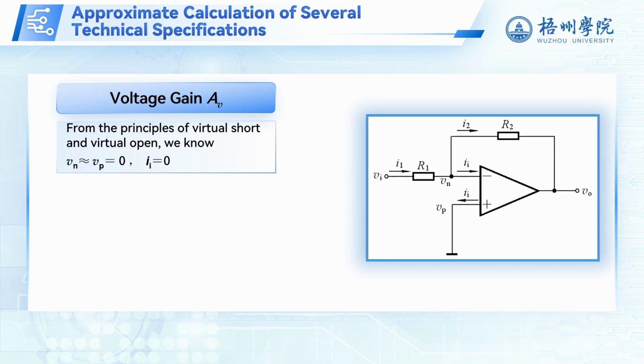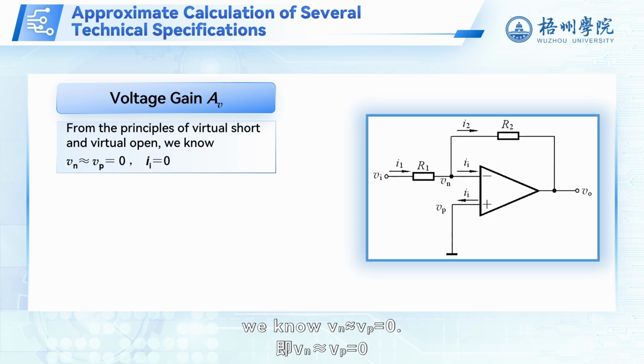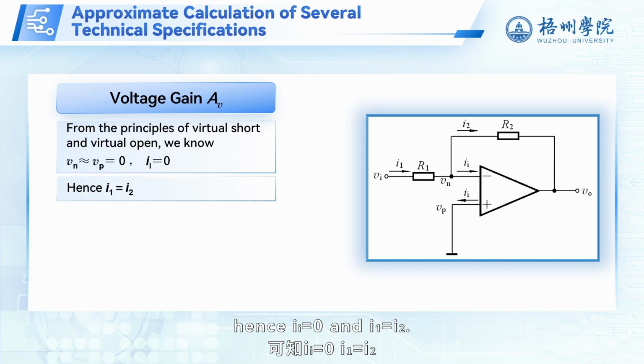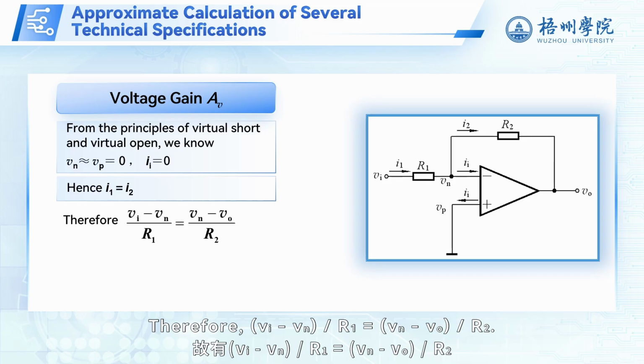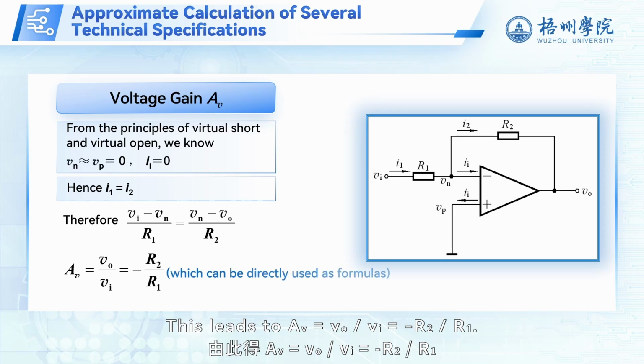Voltage gain. From the principle of the virtual short, we know Vn is almost equal to Vp equals 0. From the principle of the virtual open, we know Ip is almost equal to In is almost equal to 0, hence I equals 0 and I1 equals I2. Therefore, (Vi minus Vn) divided by R1 equals (Vn minus Vo) divided by R2. This leads to AV equals Vo divided by Vi, which equals negative R2 divided by R1.